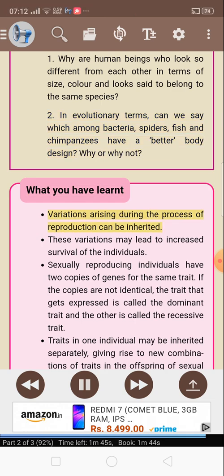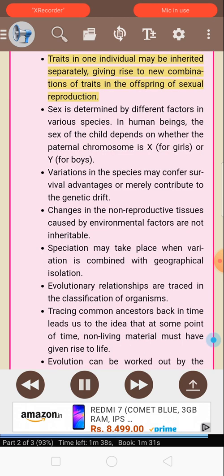What you have learned. Variations arising during the process of reproduction can be inherited. These variations may lead to increased survival of the individuals. Sexually reproducing individuals have 2 copies of genes for the same trait. If the copies are not identical, the trait that gets expressed is called the dominant trait and the other is called the recessive trait. Traits in one individual may be inherited separately, giving rise to new combinations of traits in the offspring of sexual reproduction.